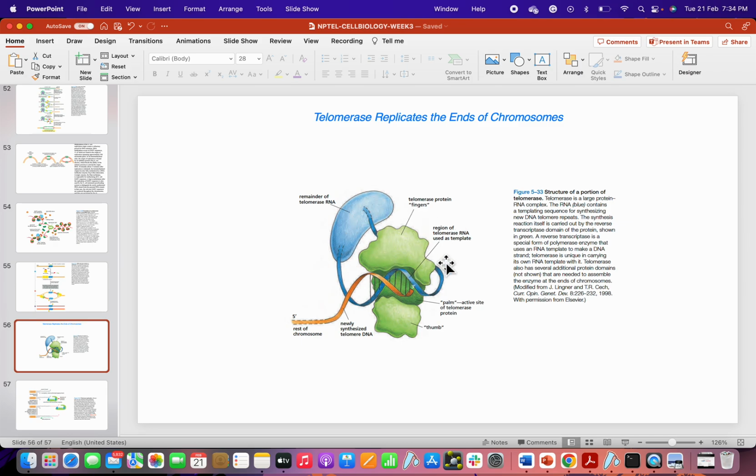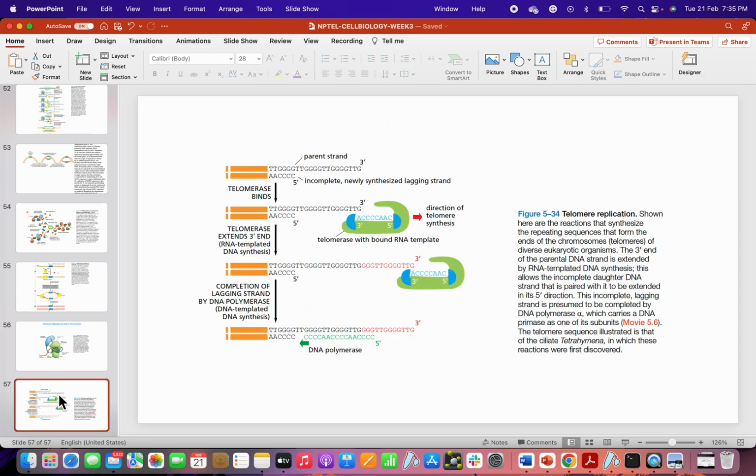So telomerase is an enzyme, consists of one protein domain and RNA domain, and it will help in the replication of the telomere. It will increase the length of the end of DNA, so that using that strand, an RNA primer can come and bind, and form a primer, and eventually do synthesis in the lagging strand. So this is the function of telomerase. It replicates the end of chromosome, and this is how the mechanism happens.